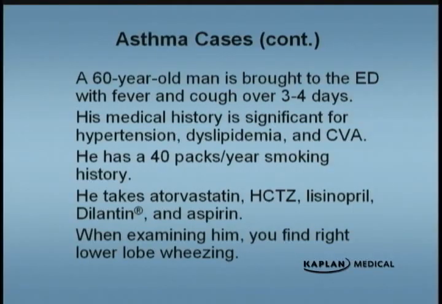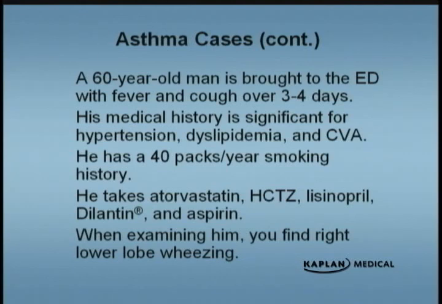A 60-year-old man is brought to the emergency department with fever and cough over 3 or 4 days. His medical history is significant for hypertension, dyslipidemia, and CVA. He has 40-pack years smoking history. He takes atorvastatin, hydrochlorothiazide, lisinopril, Dilantin, and aspirin. When examining him, you find right lower lobe wheezing.